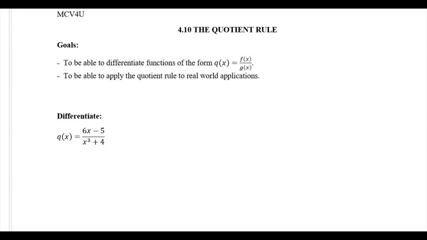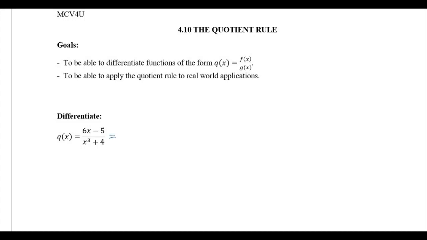So pretty much any sort of rational function can use the quotient rule, anything in the form f of x over g of x. Anything that looks like a fraction usually can be differentiated with the quotient rule. Before we do that, though, let's take a problem.